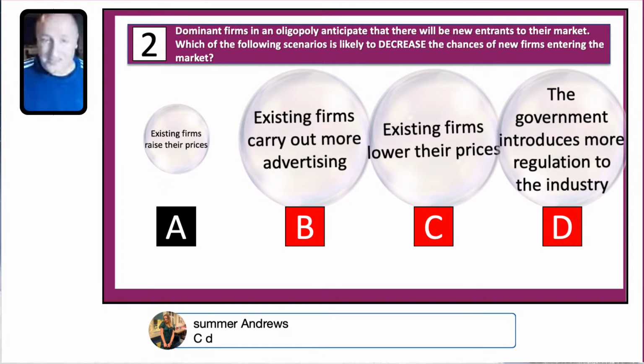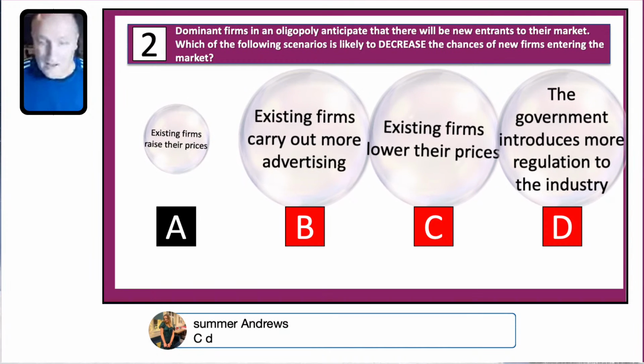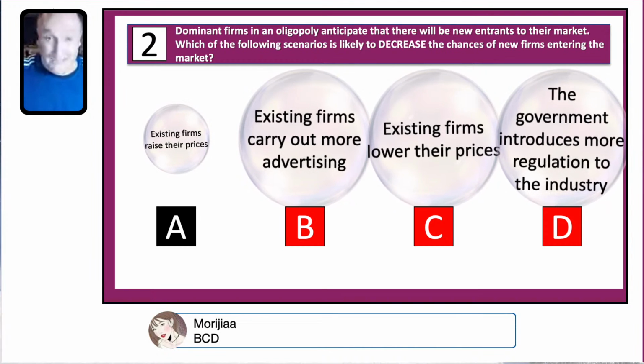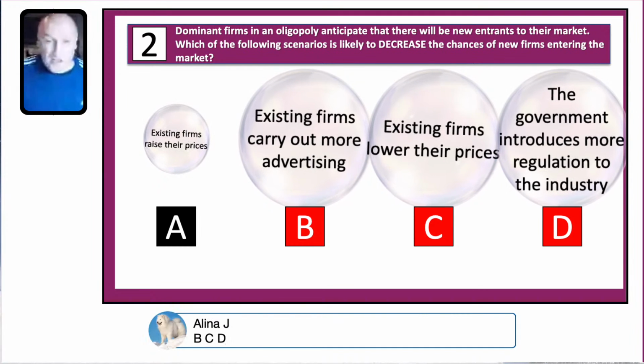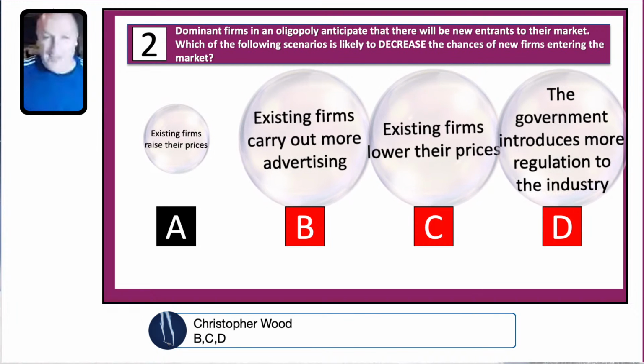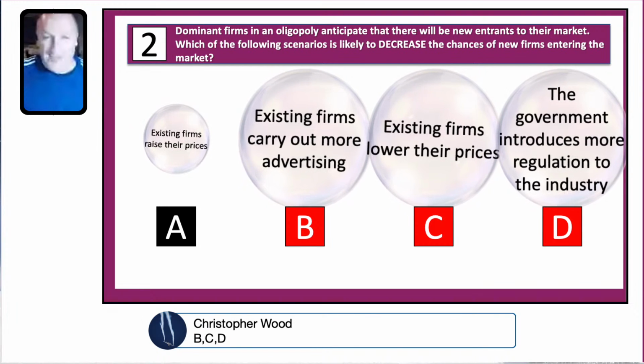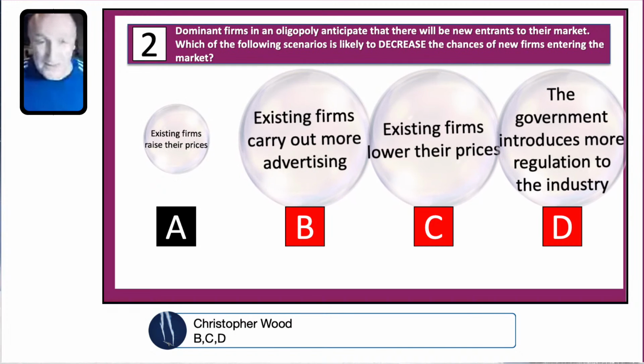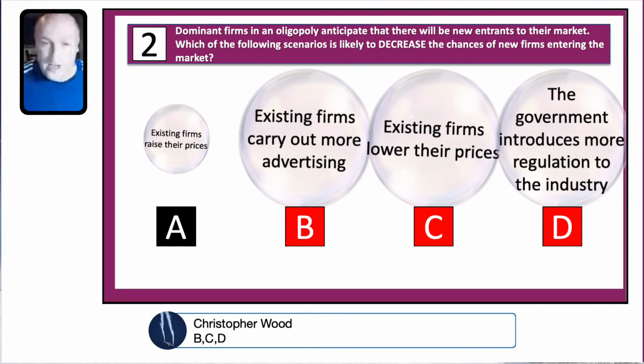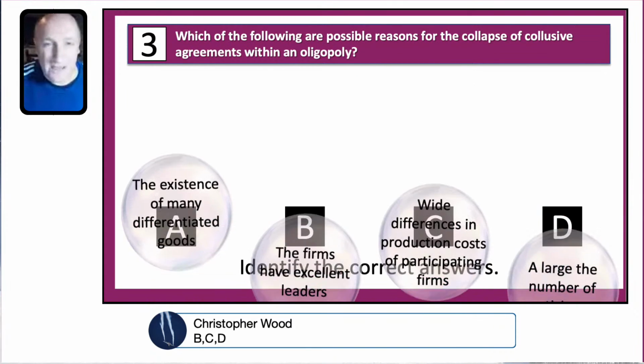Indeed, B, C, D. For existing firms raise their prices, of course, that potentially increases profits and gives an even greater incentive for new firms to come in. But B, C, and D are all effectively ways of making it more expensive or less profitable for new firms to come into the market. Superb. Next one coming up.